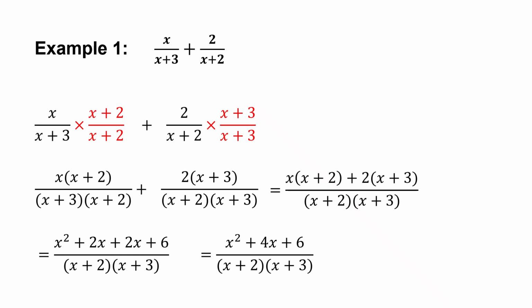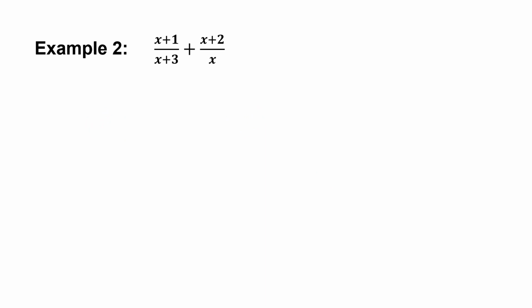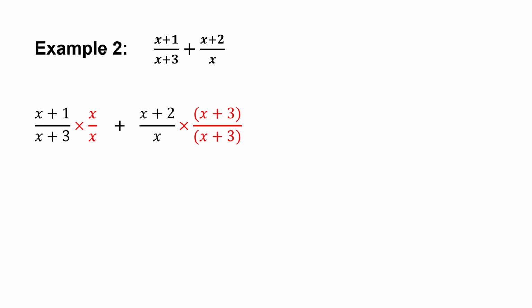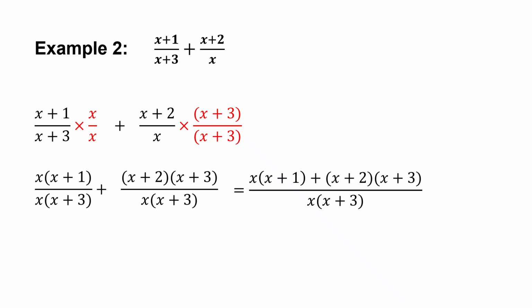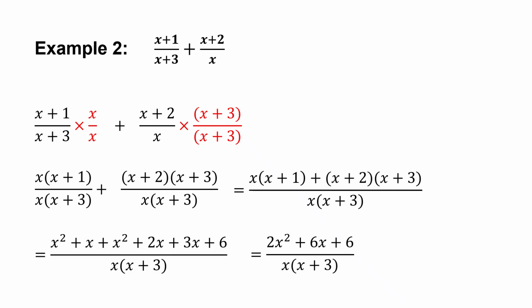So for the next one, I'm going to suggest that we want a common denominator of x times x plus 3. So we're going to follow these steps through again. We multiply the left-hand side by x over x to get a denominator of x times x plus 3. And on the right-hand side, we need to multiply it top and bottom by x plus 3. So we follow this through, and we should get 2x squared plus 6x plus 6 divided by x times x plus 3.